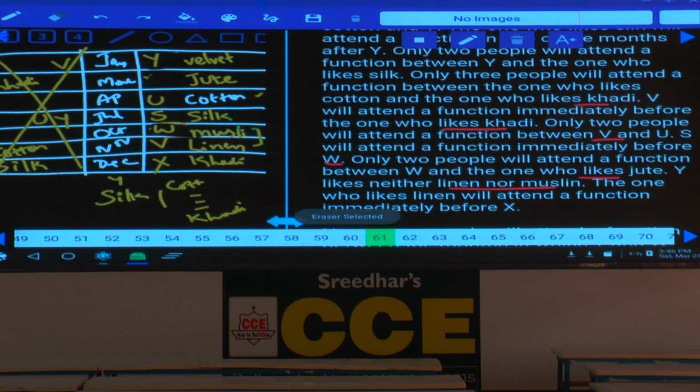And tell me who is the person left over here? U, S, T is the person left over. And so T attends a function in the month of March and likes jute. Done?